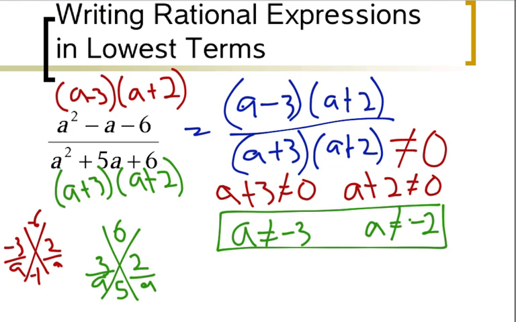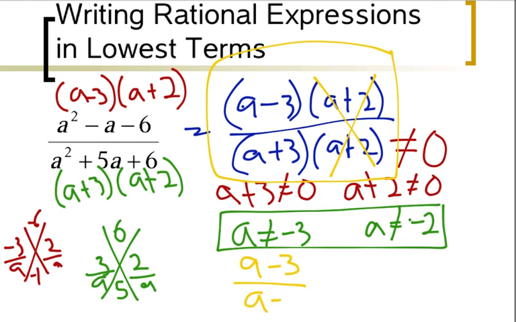And then I go back to my equation right here and simplify and put it in lowest terms. Putting it in lowest terms just simply means canceling out the part that can cancel. And you're left with a minus 3 over a plus 3. So I write a minus 3 over a plus 3. And I would say such that, that's just a colon right there, by the way, that a can't equal negative 3 and negative 2. Okay?